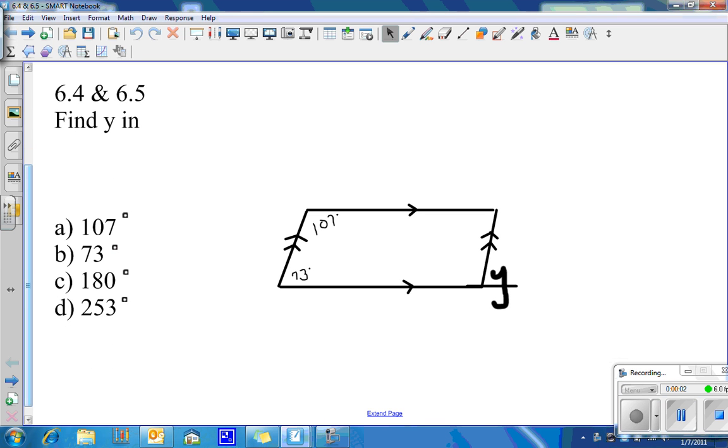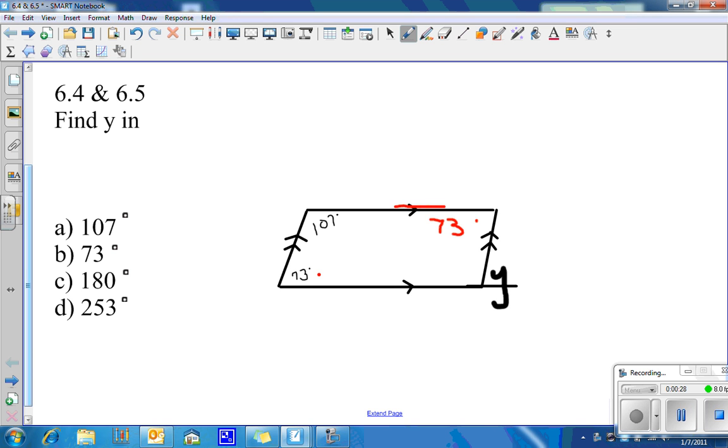We're going to find y in this problem. Now, these are parallel lines. Remember, this is a parallelogram. What do we know about this angle and this angle? They're equal, so this has to be 73 degrees also, right?